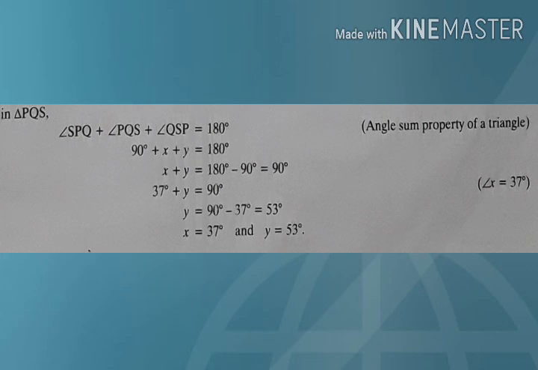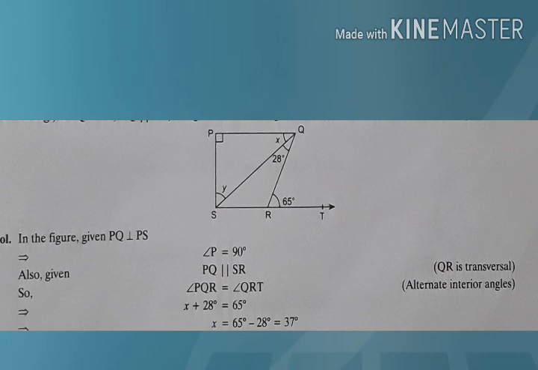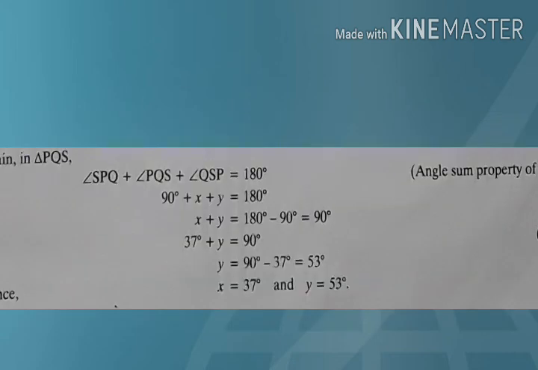So first, what did we consider? First we considered the line PQ parallel to ST and the transversal QR. Then we get angle PQR equals angle QRT. Angle PQR means x plus 28, and QRT is 65. That we can equate. Then by transposing, we get the value of x as 37 degrees. After that, we consider the triangle PQS because we need to find the values of x and y. Now we got x, so we need to find y. That triangle we want to consider.